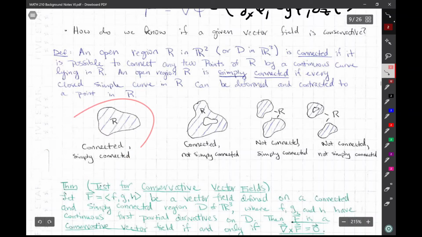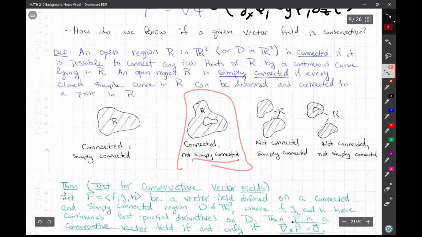So this region here is connected. You could connect any 2 points, and it's simply connected. And frankly, the best way to think about simply connected for our purposes is that the region doesn't have a hole. Okay, if the region had a hole in it, then you won't be able to. So let's take a look at this next example here.